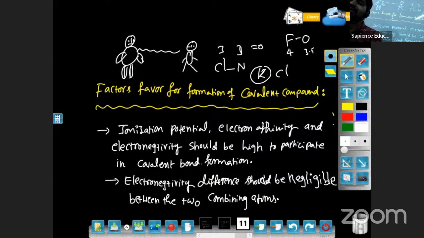Don't worry, no need now, because if you know which is the metal element and which is the non-metal, that is enough. If you know both are non-metals, the bond is covalent. One metal, one non-metal means you say ionic. That's it. Okay.